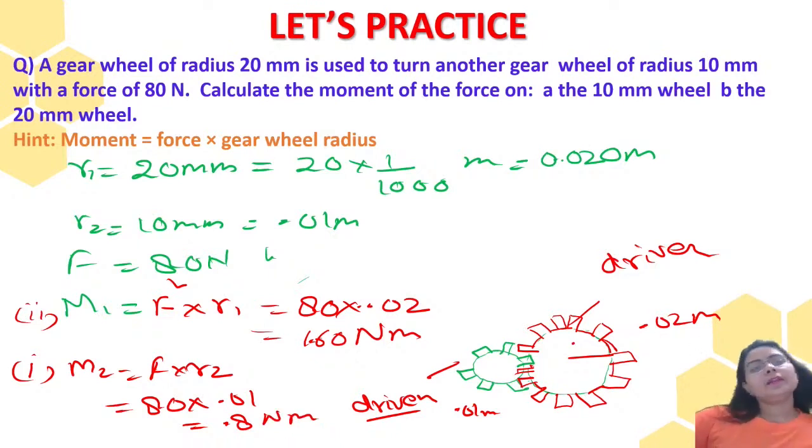They said they are having a gear wheel of radius 20 mm and is used to turn another gear wheel. Okay, they are just hinged like this. This is the smaller one, this is the larger one. The larger one is the driver wheel and the smaller one is the driven wheel. So here are the moments and you can just calculate each and everything related to it.